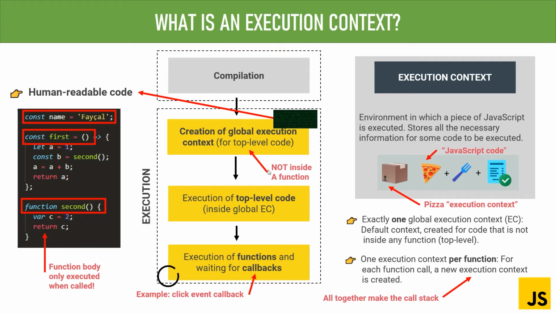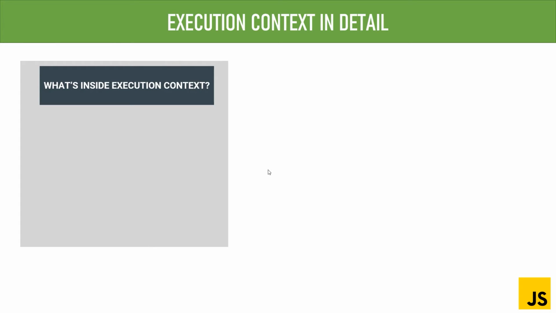Alright, so we know now what an execution context is, but we don't really know what it is made of. So what's inside of it? Let's find that out next. The first thing that is in an execution context is called a variable environment. In this environment, all our variable and function declarations are stored, and there is also a special arguments object. This object contains, as the name says, all the arguments that were passed into the function that the current execution context belongs to.